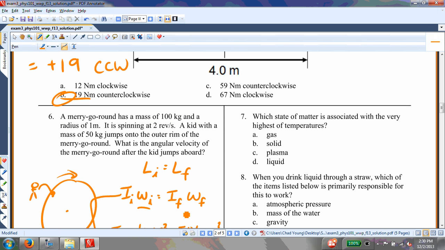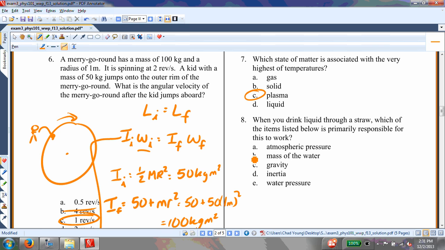Which state of matter is associated with very highest of temperatures? That would be the plasma, or fully ionized gas. So it's so hot that the electrons and protons of the gas are separated, fully ionized. When you drink liquid through a straw, which of the ions listed below is primarily responsible for this to work? That would be atmospheric pressure.